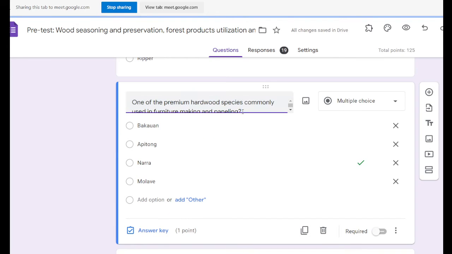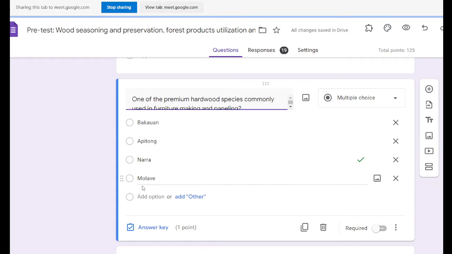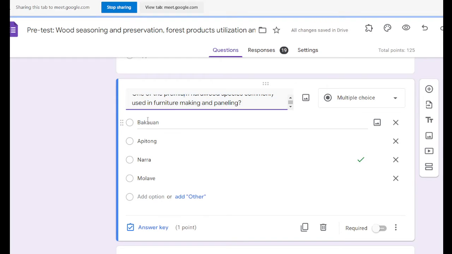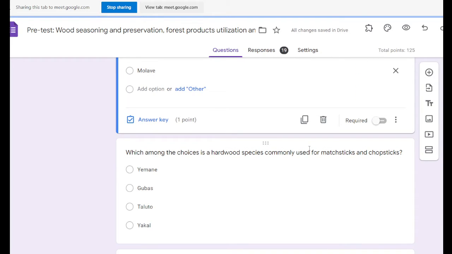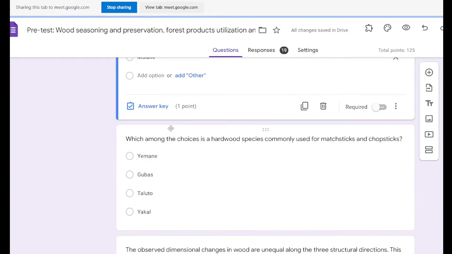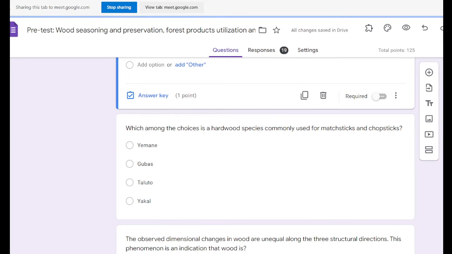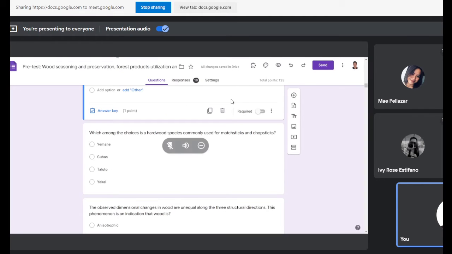Okay, Narra. Although basically, all these species can be processed into furniture, except probably the bakawan is not good for paneling. But before, the most preferred hardwood species for this use is Narra. Okay. Which among the choices is a hardwood species commonly used for matchsticks and chopsticks? Ano eh? Answer ano eh?